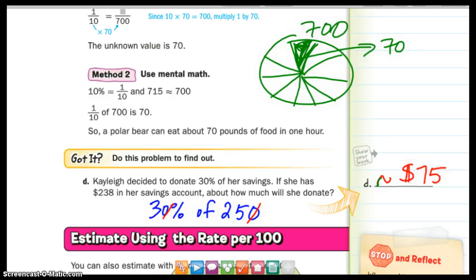This little squiggly thing right here means approximately. So when you're making an estimate, or you're saying something is about, you use the little squiggly symbol.